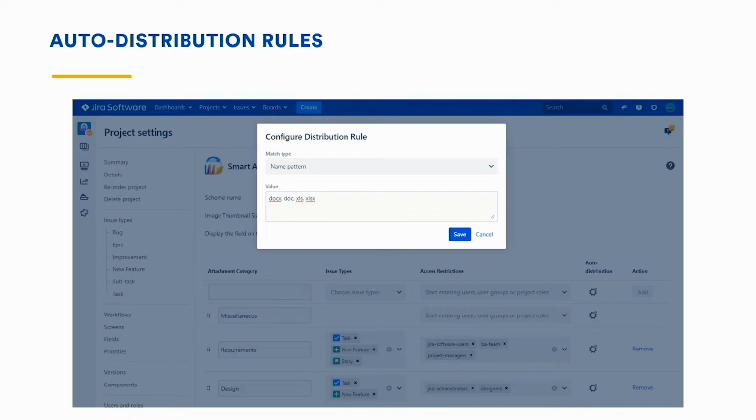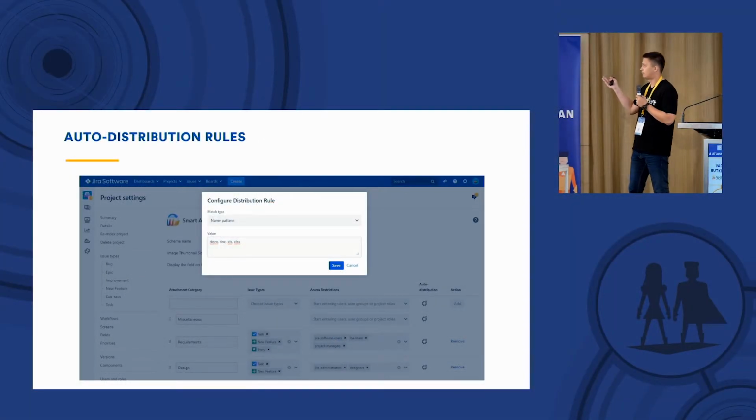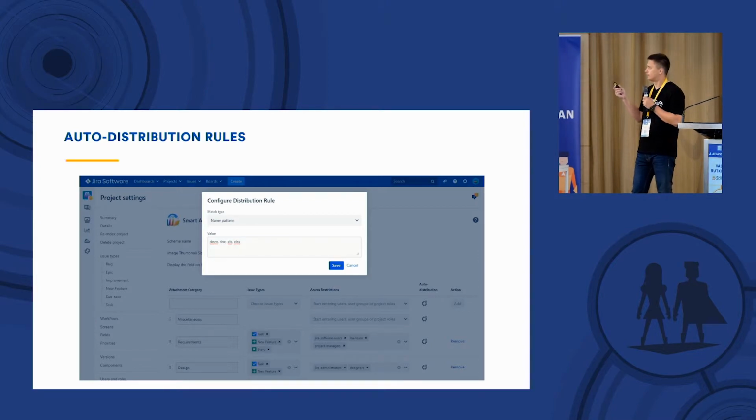And of course, without workflow automations, our app would not live, and we provide a set of them. The first workflow automation that we have is a distribution rule. Just a simple example, here we have a distribution rule which will place files with extensions like docx, doc, XLS into the documents folder.